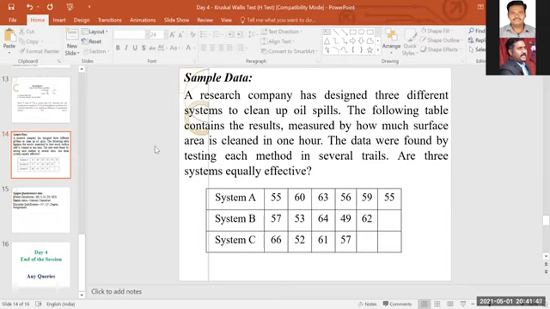So with this, the Kruskal-Wallis test is clear. You can try this and tell me the answer, what value people are getting. You can enter the oil spills data, and there are only 3 different systems.